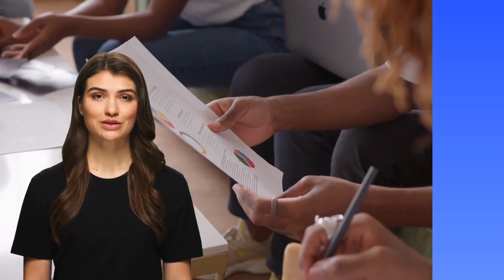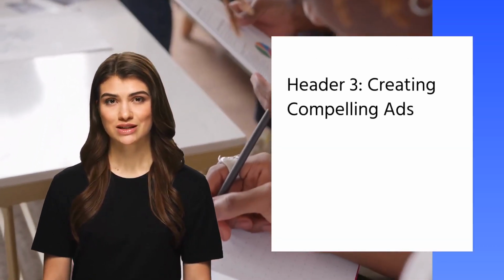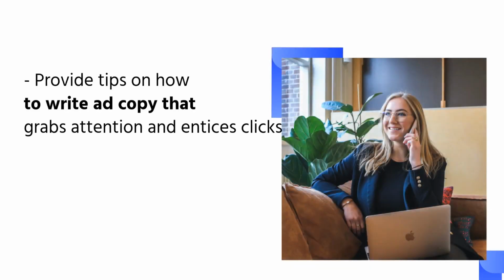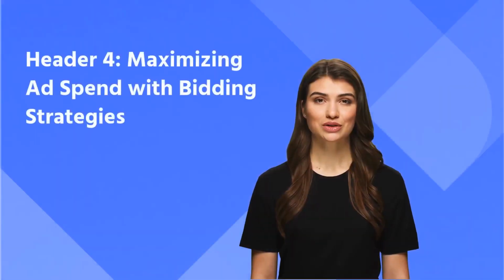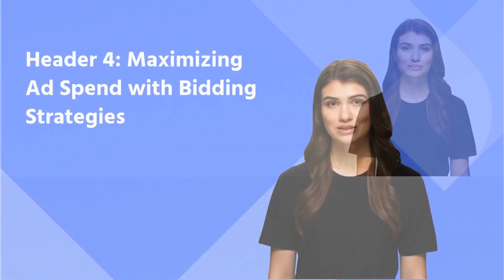Explain the key elements of a successful ad: headline, description, display URL, etc. Discuss the importance of A/B testing and how to use it to improve ad performance. Discuss the different bidding options available on Google Ads: CPC, CPM, CPA.